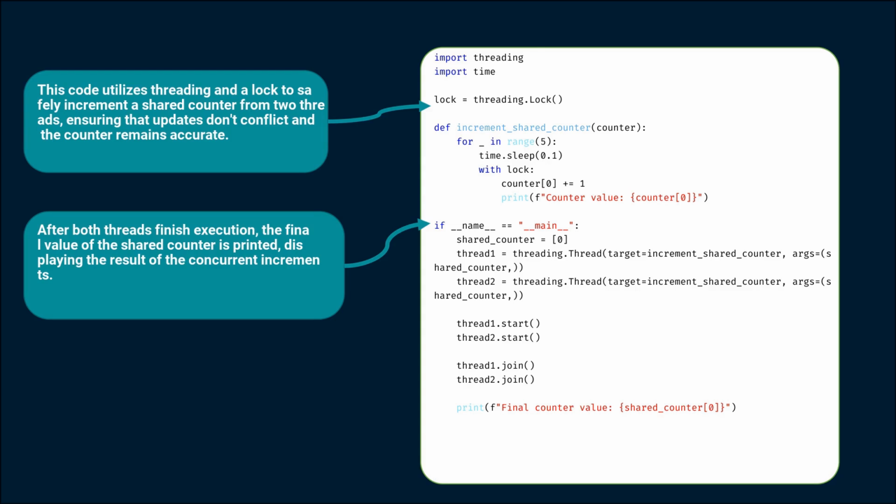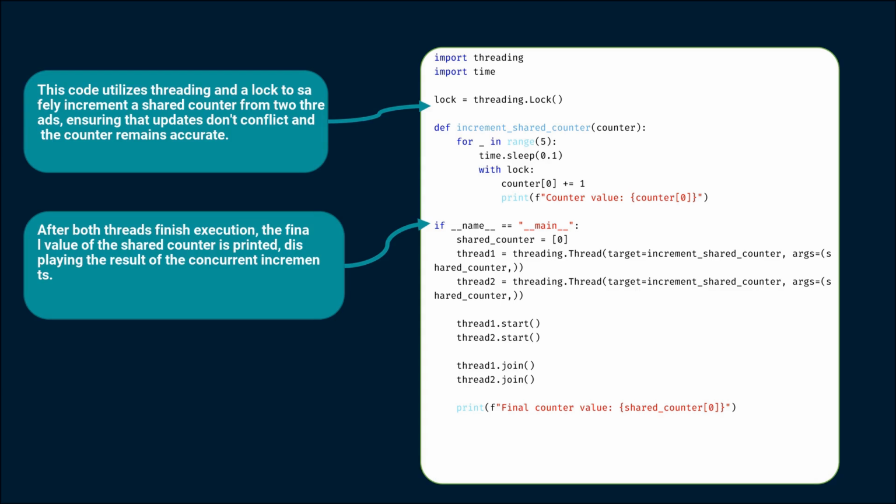We first create a lock object before defining our function. Inside the loop, we use the withLock statement, which effectively acquires the lock before modifying the shared counter and automatically releases it once the block is exited. This ensures that no other thread can access the counter while one thread is incrementing it, preventing race conditions.